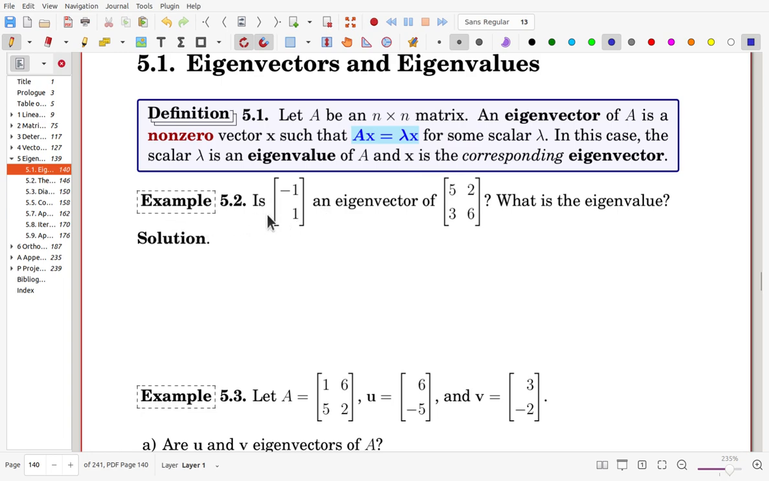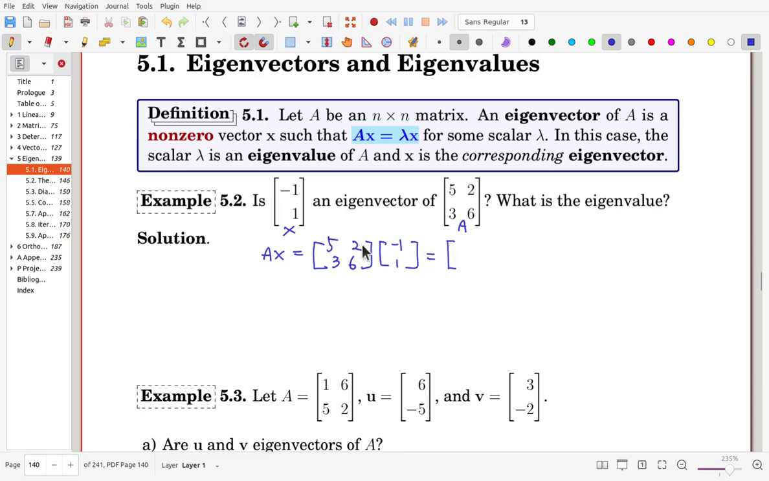See this example. Is this vector an eigenvector of the matrix? What is the eigenvalue? In order for the vector to be an eigenvector of the matrix, this equation must be satisfied. So this is matrix A. Now this is vector x. So we start with the Ax multiplication. So A is now 5, 2, 3, 6, and x is minus 1 and 1.